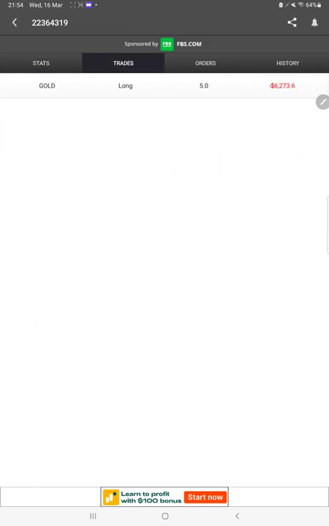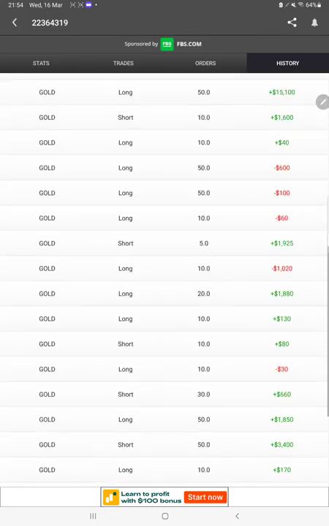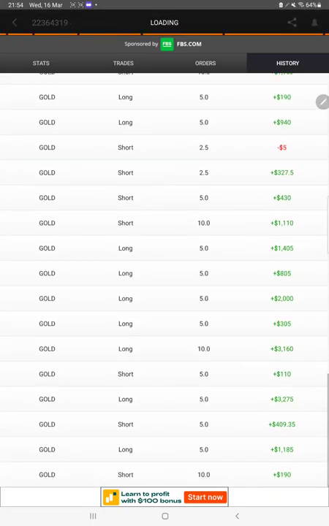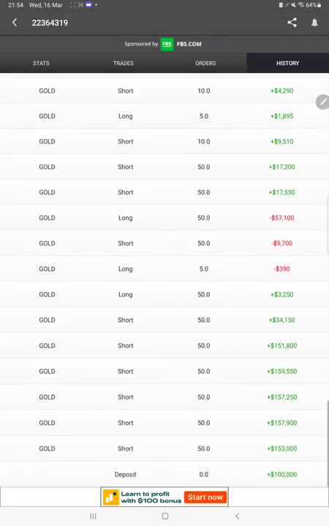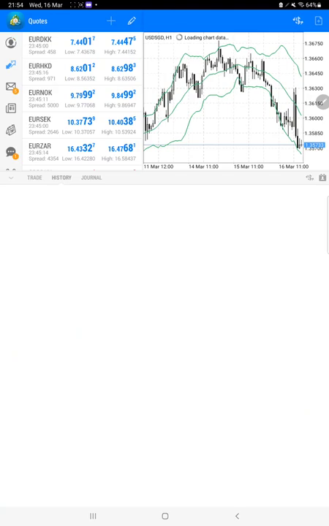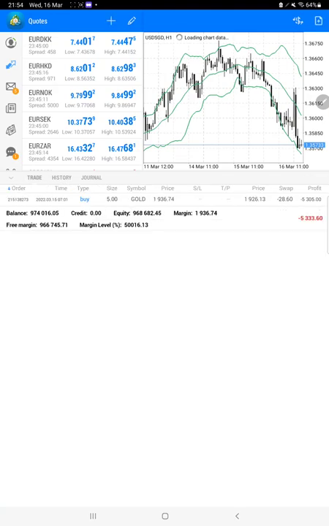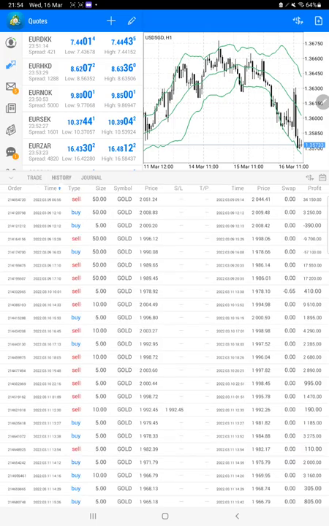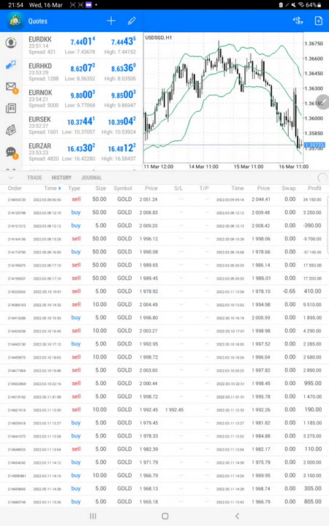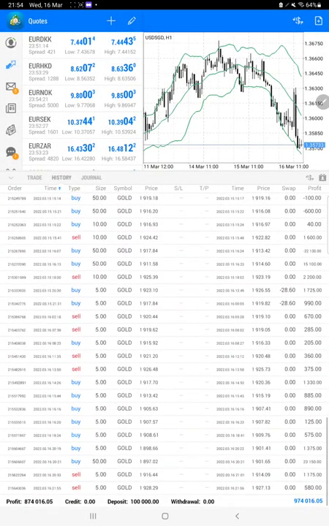We can check the trades also here, whatever the ongoing trades are, orders, history, as per the profit and loss, whatever the lot size is used, each and every detail you can verify with MyFxBook. Also we will see the trading account history, and this is a current ongoing trade with gold, and this is a complete history. We'll select a custom period, so the complete history will be available.